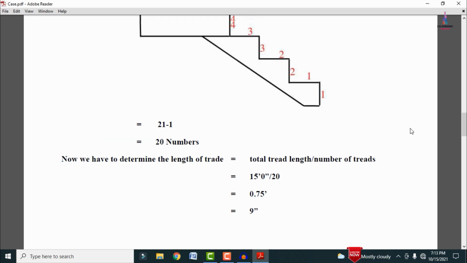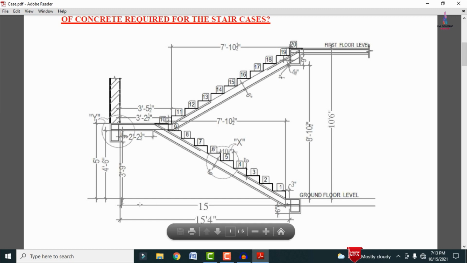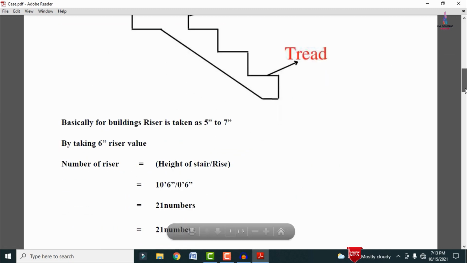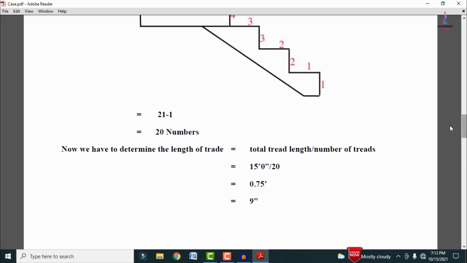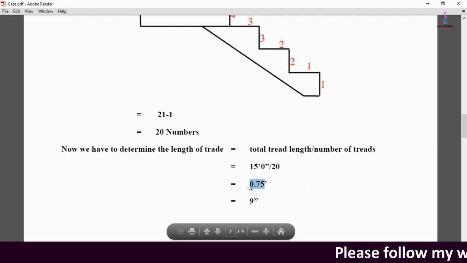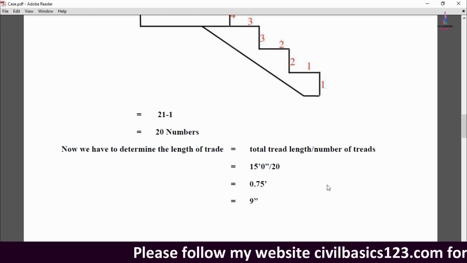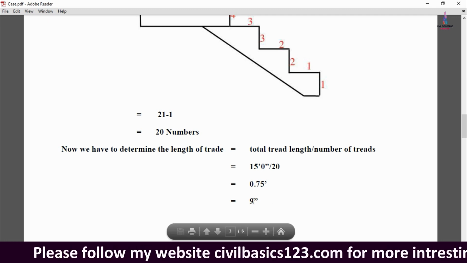Okay, total tread length is nothing but the distance from the starting point to the ending point for the respective tread here. Let us consider it is 15 feet. As per the plan it is 15 feet. So 15 feet divided by the total number of treads gives 0.75 feet. If you convert this feet into inches, we just multiply this value by 12, so that we get the value as 9 here.